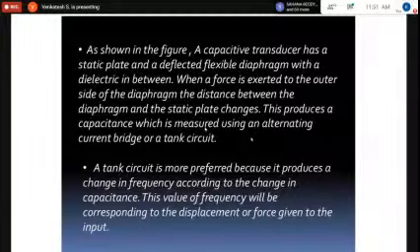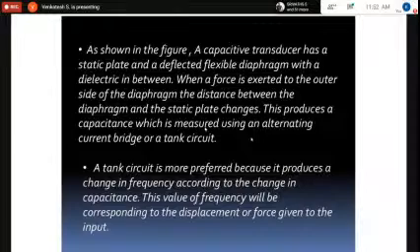Okay. A tank circuit, that means an oscillator, is more preferred because it produces a change in frequency according to the change in capacitance. This value of frequency will correspond to the displacement or force given to the input. In one of the videos, you will see how the AC frequency changes with the displacement of the capacitance plate.